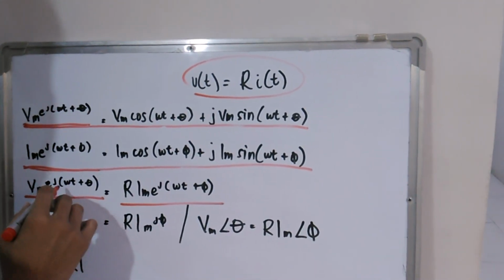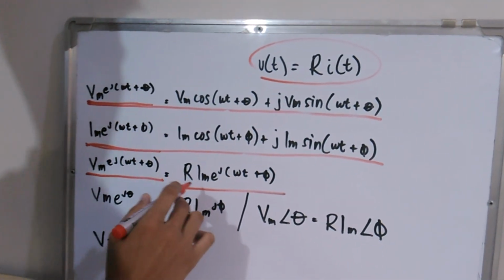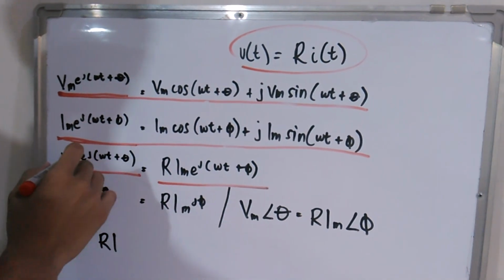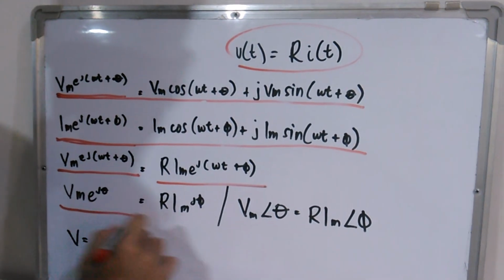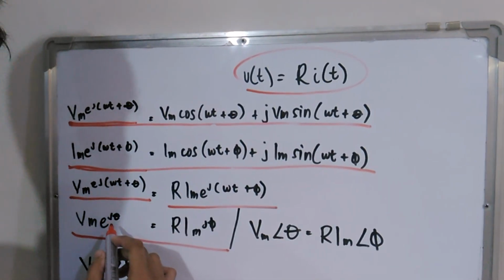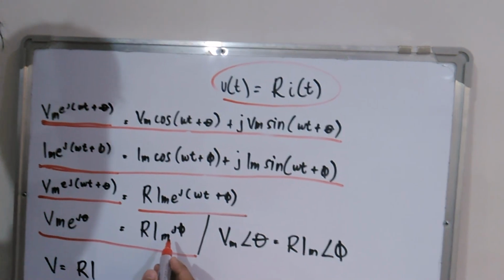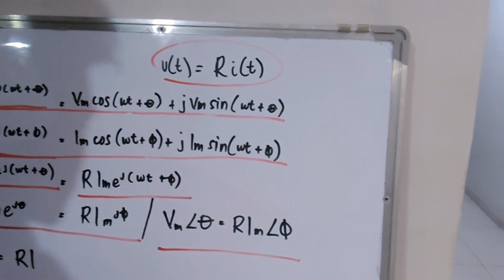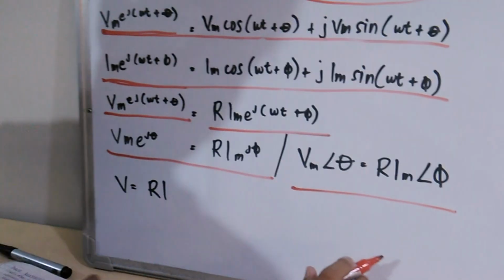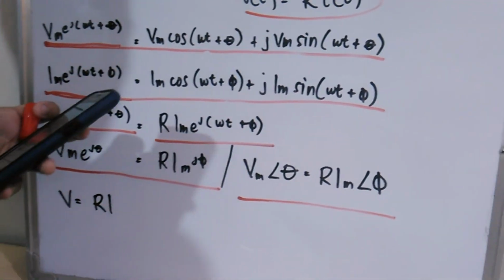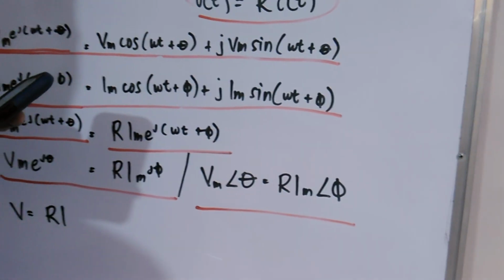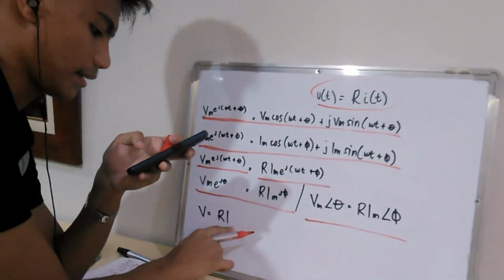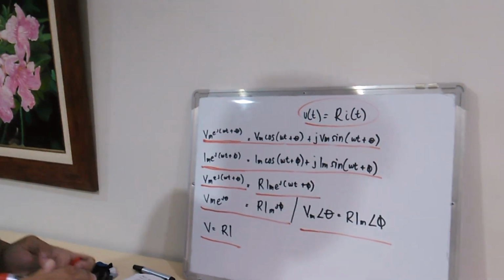V maximum e^(j(omega t plus theta)) is equal to R times I maximum e^(j(omega t plus phi)). Now, suppressing both sides by dividing by e^(j omega t), we get this equation: V maximum e^(j theta) is equal to R times I maximum e^(j phi). Or in polar form, we have V maximum angle theta is equal to R times I maximum angle phi. Now, let's remember V maximum angle theta and I maximum angle phi represent the general voltage and current phasors V and I. Thus, we have V is equal to R times I.